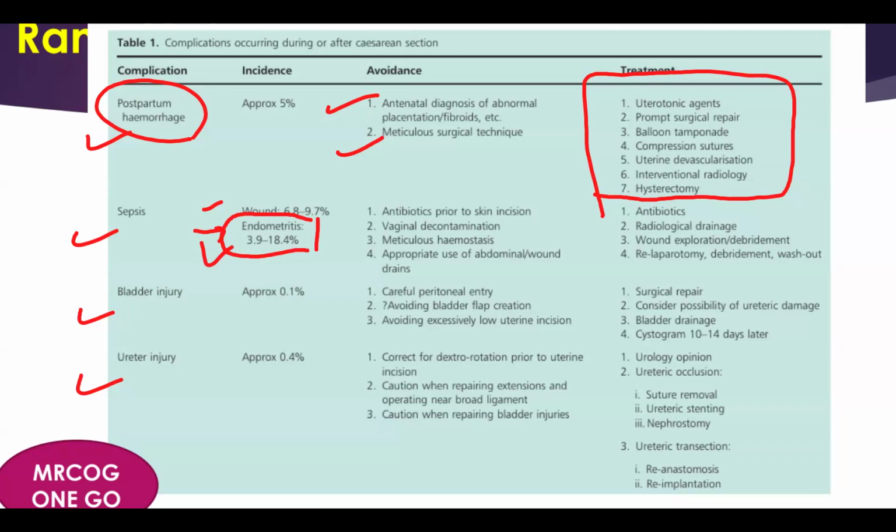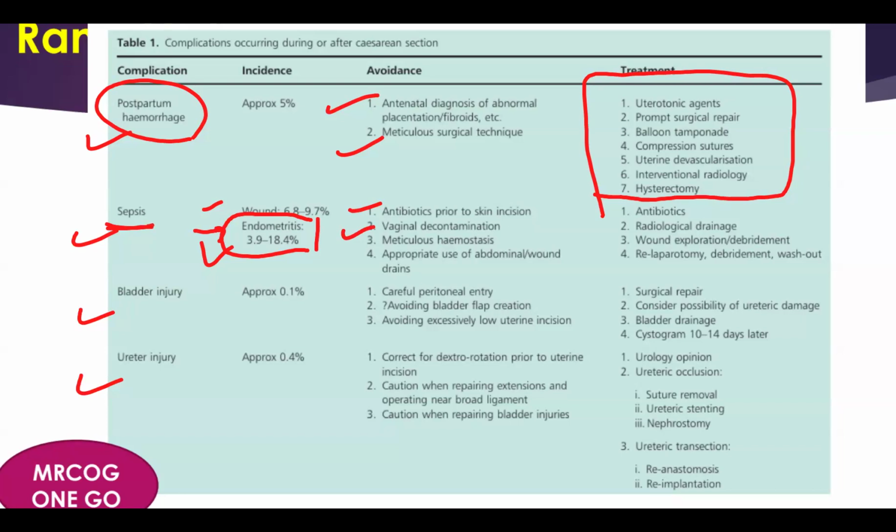So how to avoid the sepsis? Antibiotic prior to skin incision. Usually we are giving this, and it's given by the anesthetist immediately before skin incision. Vaginal decontamination is not routine. It's done if we have rupture of membrane, but it's not routine in the UK, right? But as per the TOG article, we can do vaginal decontamination, meticulous hemostasis, and appropriate use of abdominal and wound drains.